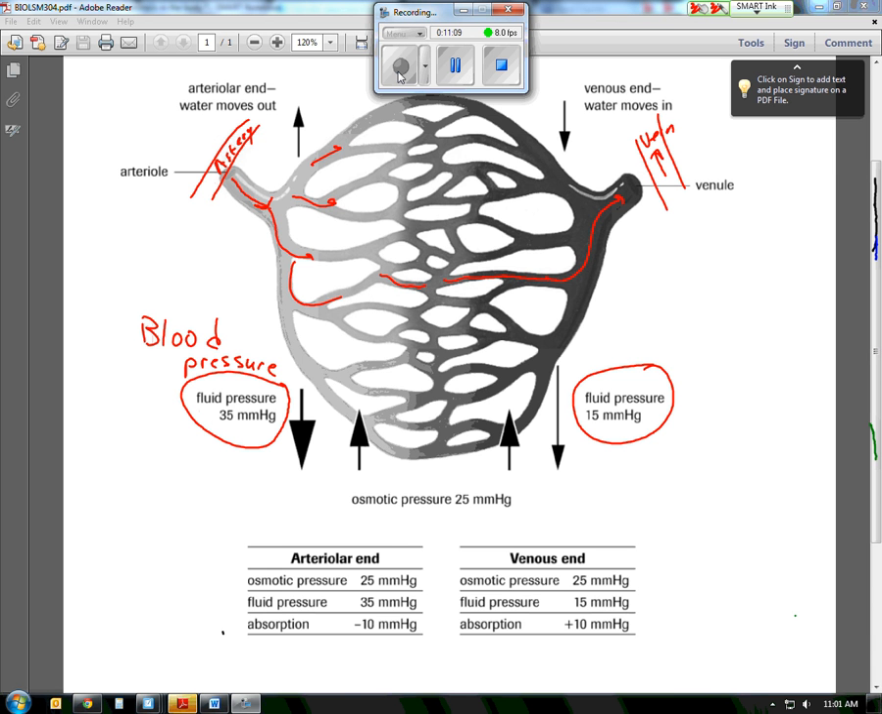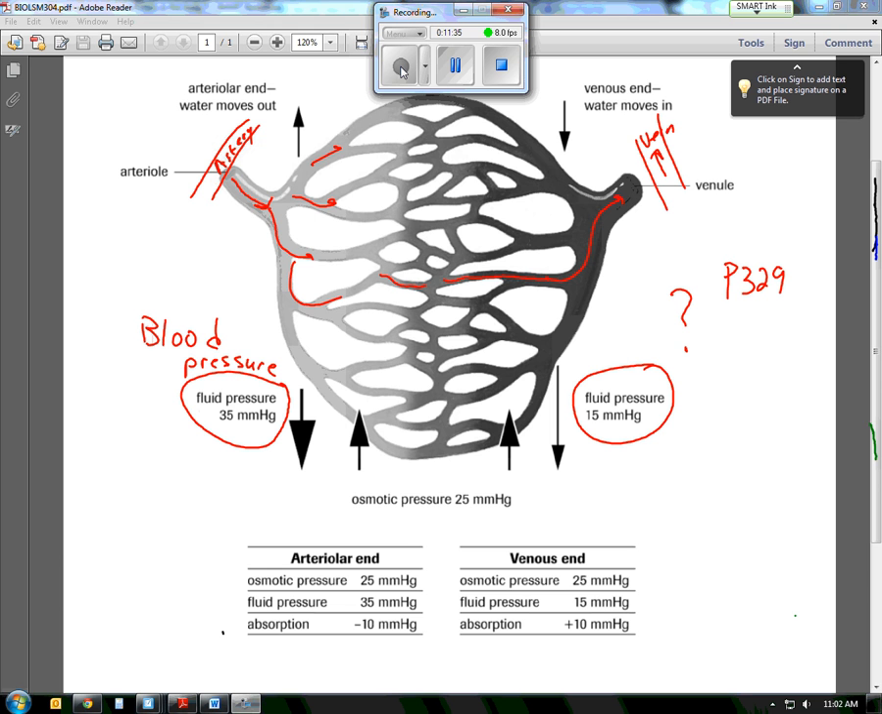So here's a big question. Why does fluid pressure change so much? To give you a hint at that, grab your textbook and take a look at page 329. Page 329 should give you a good hint about why these pressures change.